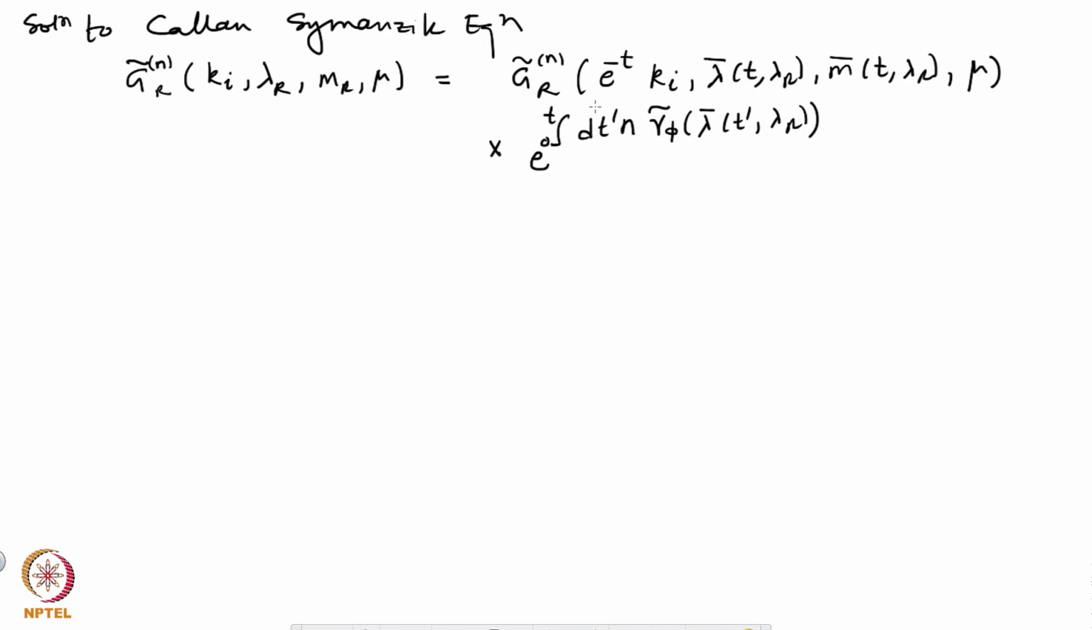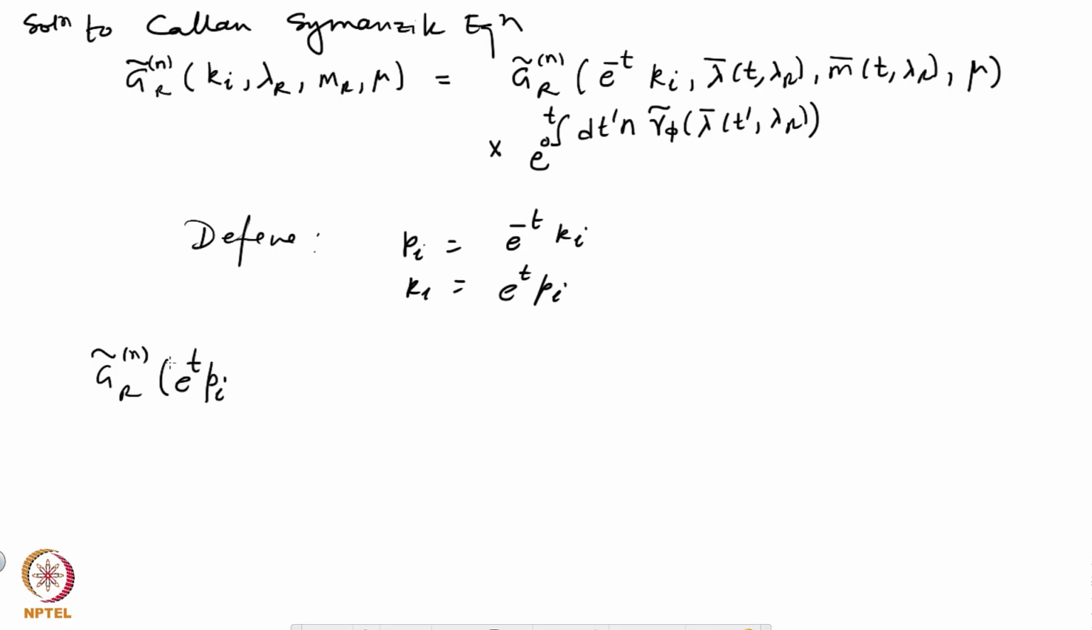I will do one more step, which is a minor step. Instead of ki, I will define pi. So instead of using momenta ki, I will just call pi, which are scaled like this, so that ki is e to the t pi. Using this, I get G tilde N renormalized. Now ki is e to the t pi. So when t is positive and large, I am looking at a large momentum. All momenta are large now.